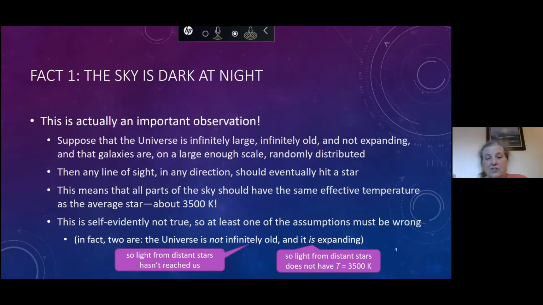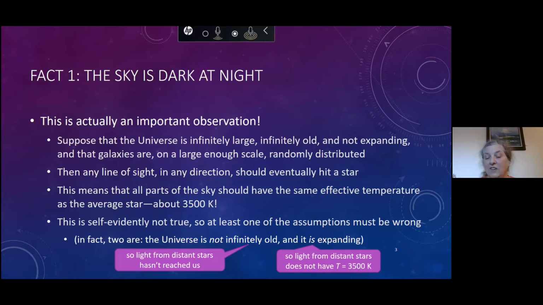And the average star has a temperature of something like 3,500 Kelvin. So we should be completely fried by the sky. And this is self-evidently not true. So at least one of those assumptions must be wrong. If you make those assumptions, then this result follows. So the only way to make it not follow is to knock out at least one of the assumptions. In fact, we now know that two of the assumptions are wrong. The universe is not infinitely old, so light from distant stars hasn't reached us, and the universe is not static.